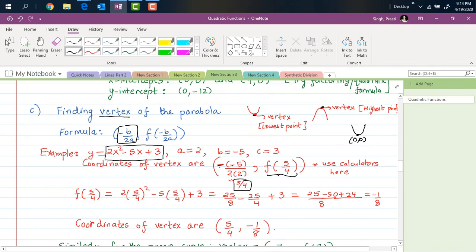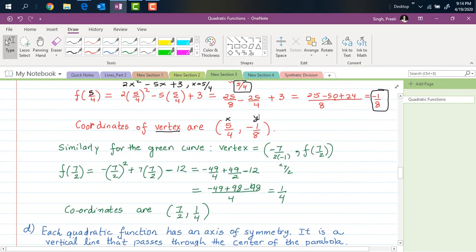So to find f of 5 fourths, I use the same equation, 2x squared minus 5x plus 3, with x equal to 5 fourths. When I simplify, I get negative 1/8. You can look at the simplifications, how I have done these. This is 25 by 8, minus 25 by 4, plus 3. You can use your calculators, and it's negative 1/8. So the coordinates of the vertex for the red curve are (5/4, negative 1/8). This is my x and this is my y.